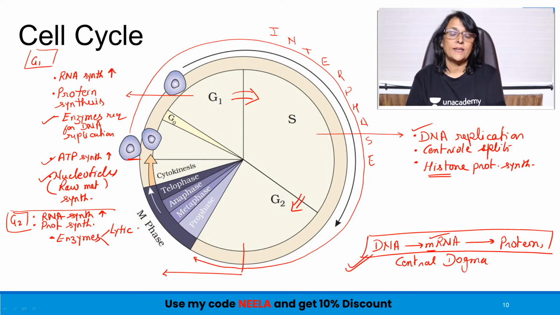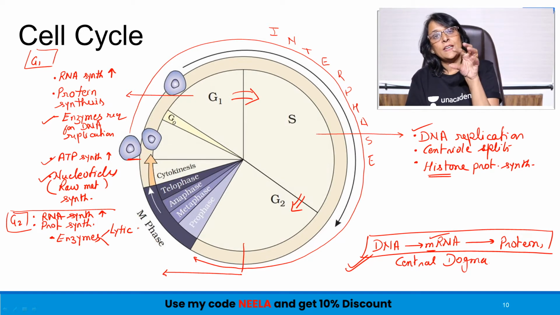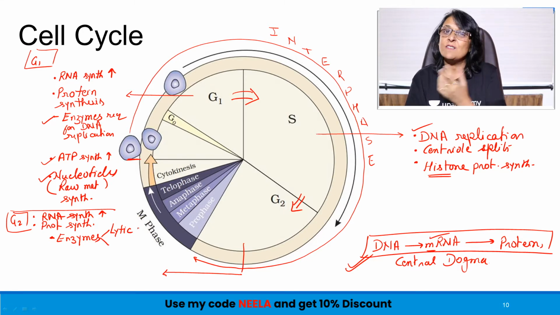Lysis is to break down. See, the cell has to divide, but before the cell divides, the nucleus is going to divide, the genetic material is going to divide. So, there has to be enough space for the chromosomes to move. And if everything happens inside that tiny nucleus, then the space is very less. So what happens is all the membrane bound structures, all the organelles, they lose their membranes.